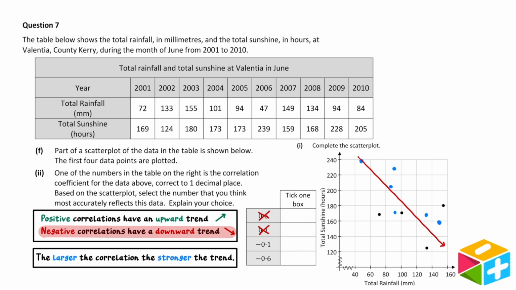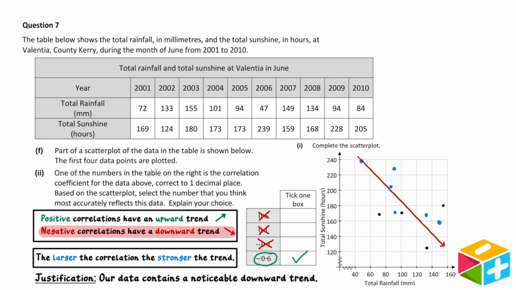A correlation coefficient of 0 means that there's no relationship or trend between our two quantities. Correlations which are close to 0, such as minus 0.1, means that there's almost no trend at all, and if there is one, it will be very difficult to notice. Since our data does contain a noticeable downward trend, we can rule out the minus 0.1. So our answer here is minus 0.6. Our justification here is that our data contains a noticeable downward trend.